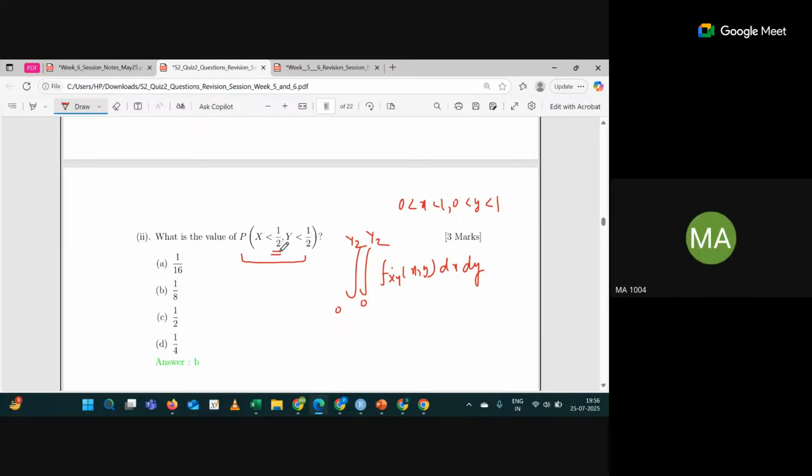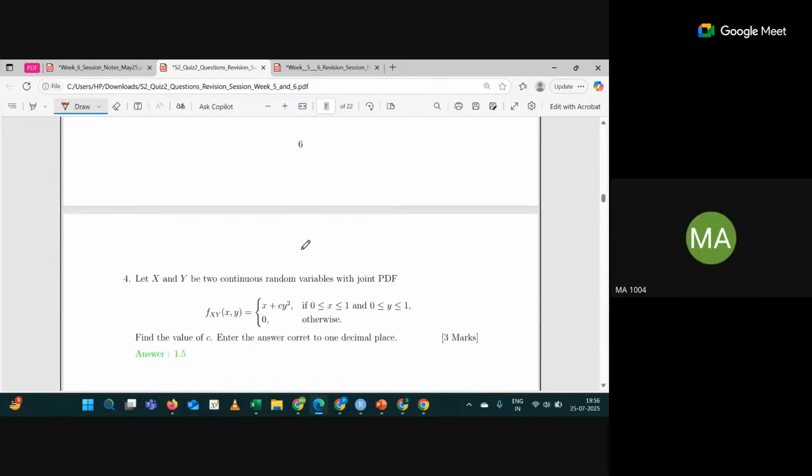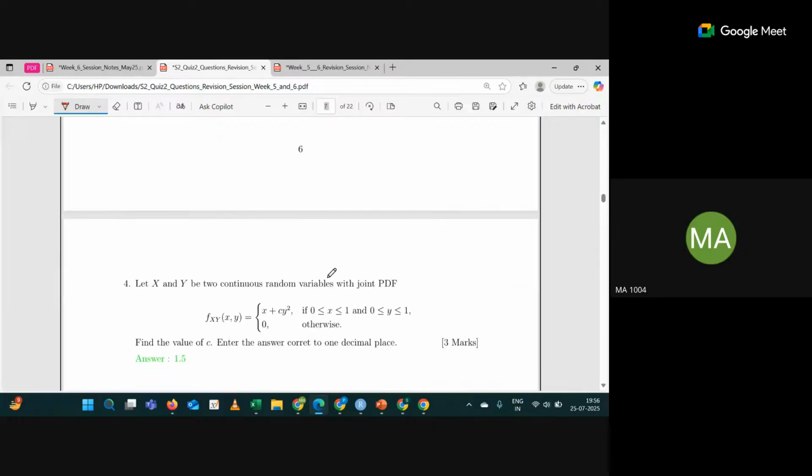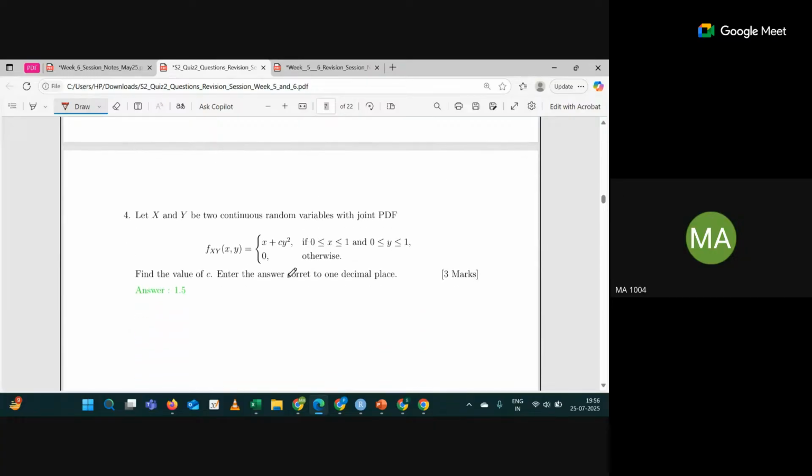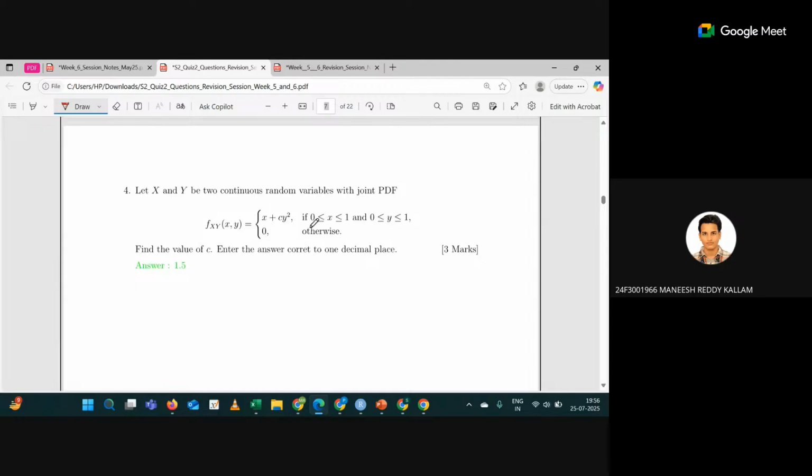Another one, I think I discussed something like this. Again, you have to integrate, like the previous k question. Because these questions are very similar, I'm not going to solve them. This is dx dy. You have to integrate 0 to 1 and 0 to 1. Just keep in mind, the coefficient before x is 1.